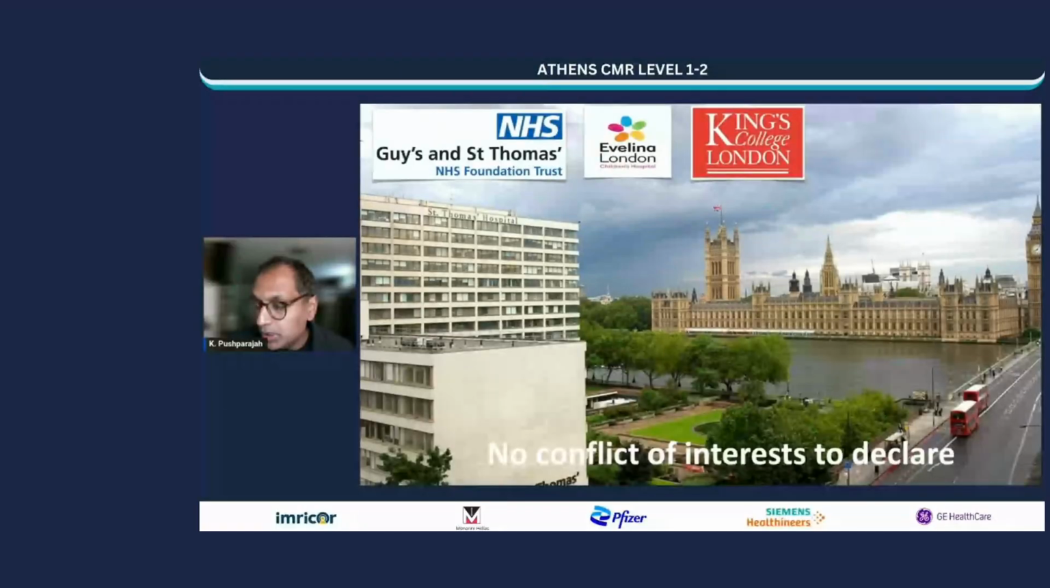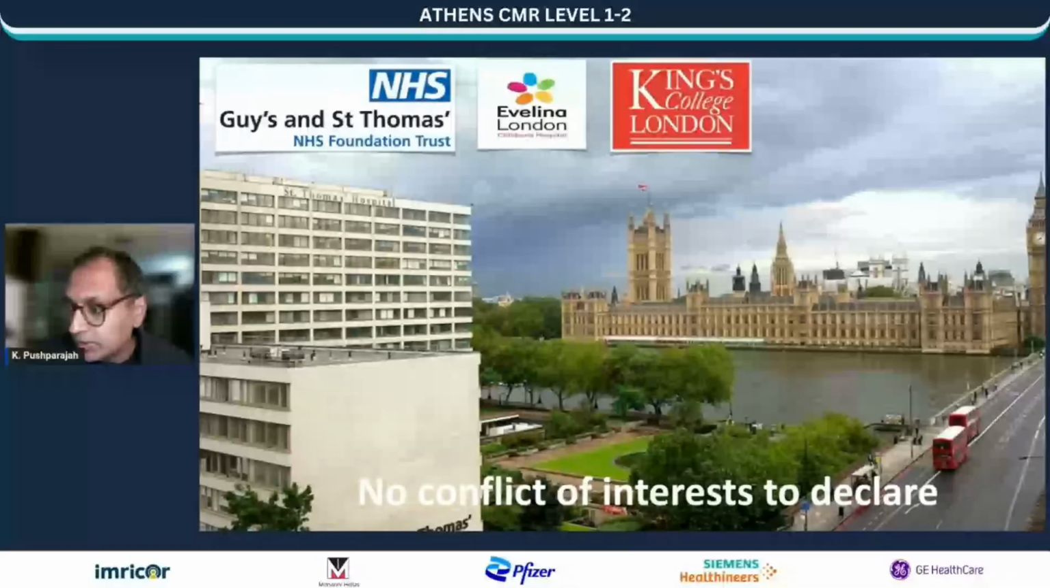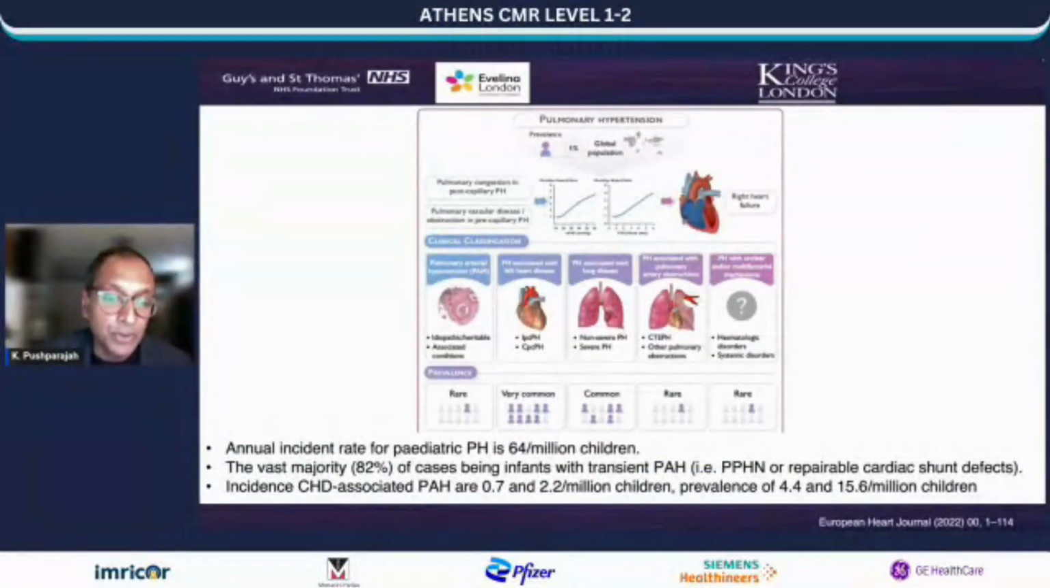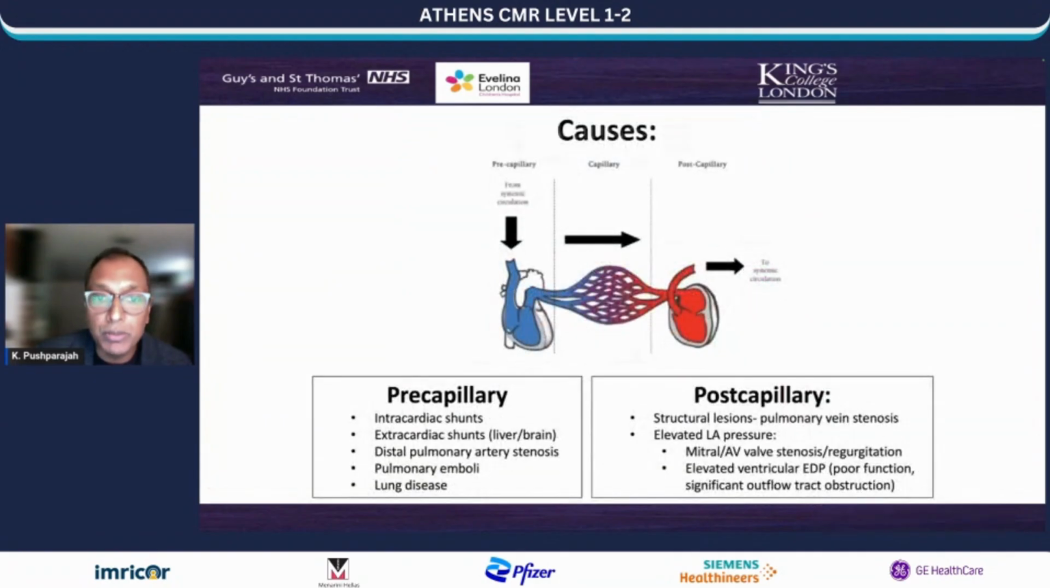Imaging MRI cardiologists, we will come across both those populations. So if we think about pediatric pulmonary hypertension, it's a bit of a problem, but most of the patients have transient pulmonary hypertension in our pediatric population. They have repairable cardiac shunts, but CHD-associated PH still has a reasonably high prevalence, so it's an important issue.